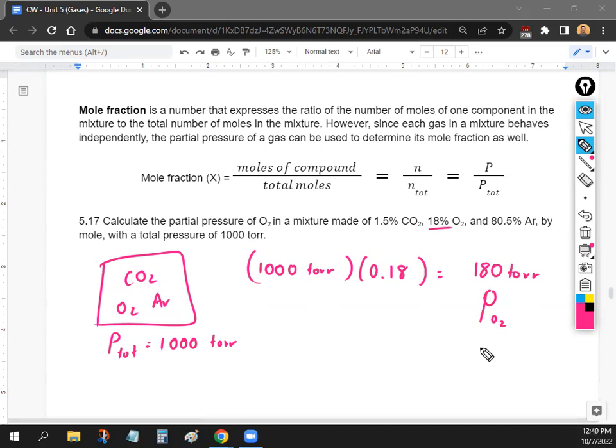So using very simple concepts about gases, we can derive a lot of different calculations from it. And this is another thing. We could find the mole fraction using the partial pressure. Any questions on this one?